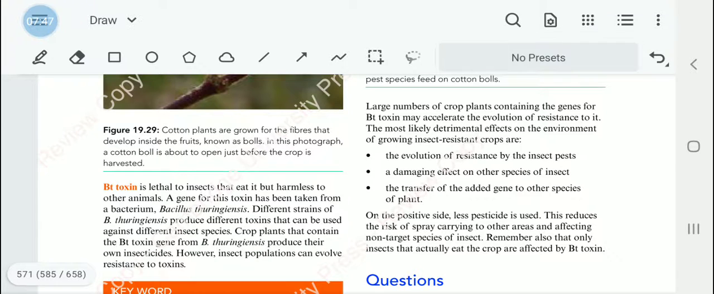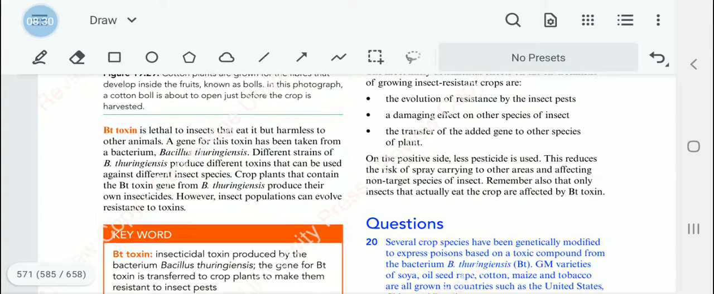So for example, Bt toxin is lethal to insects that eat it, but harmless to other animals. So this is added to these cotton plants. The Bt toxin gene is obtained from Bacillus thuringiensis. This Bacillus thuringiensis produces different kinds of toxins that can be used against different kinds of insect species. However, there are problems once again.